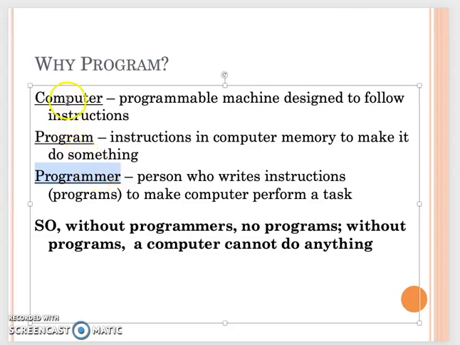To connect the computer and the programmer: a programmer is the person who writes instructions, which is what we call a program, that can make a computer perform a task. That's why in our class you want to learn programming, how to write a program. Programming means you write a program. The program contains all the instructions in the computer memory to make it do something. Without a programmer, no program. Without a program, a computer cannot really do anything.